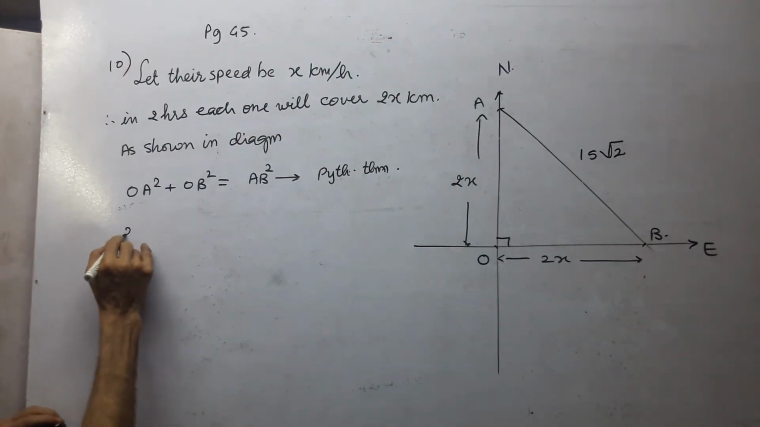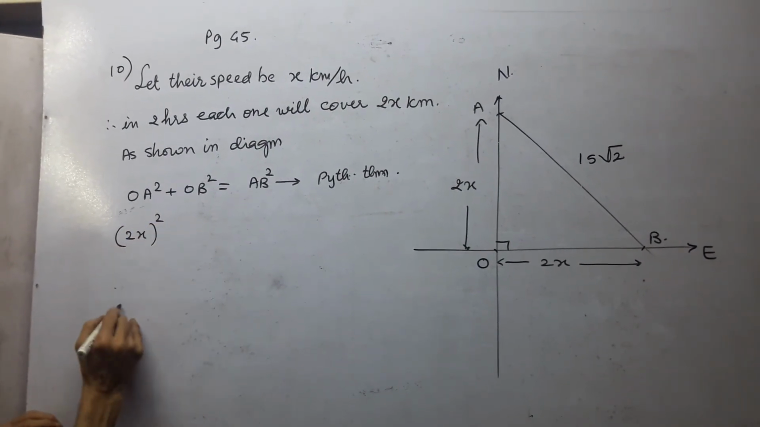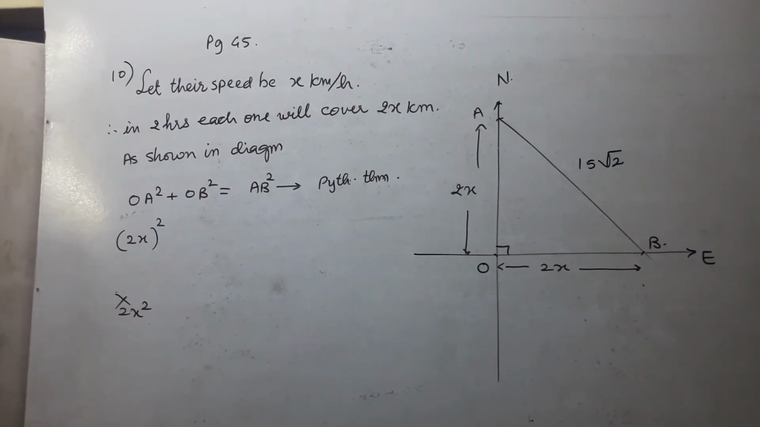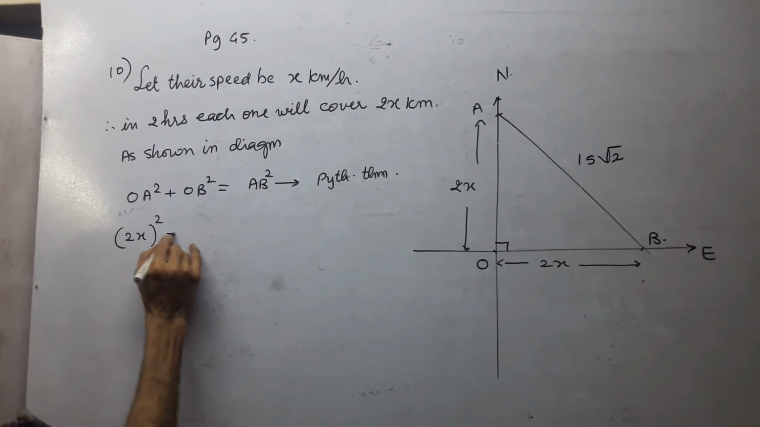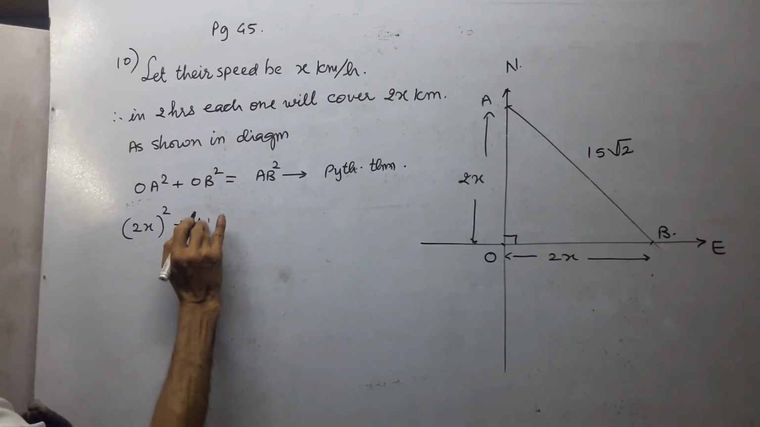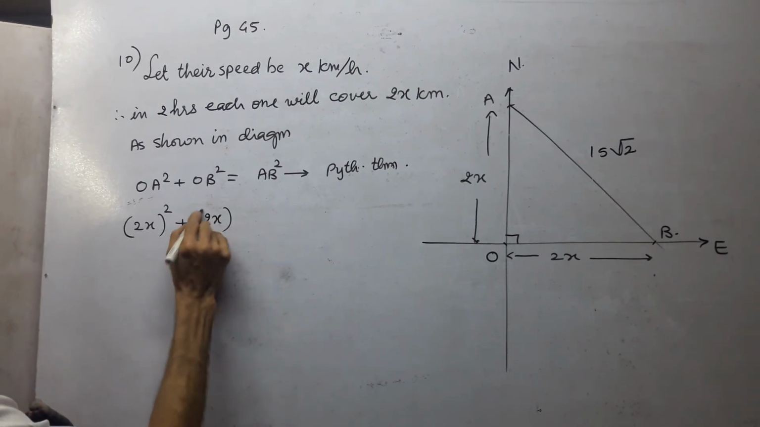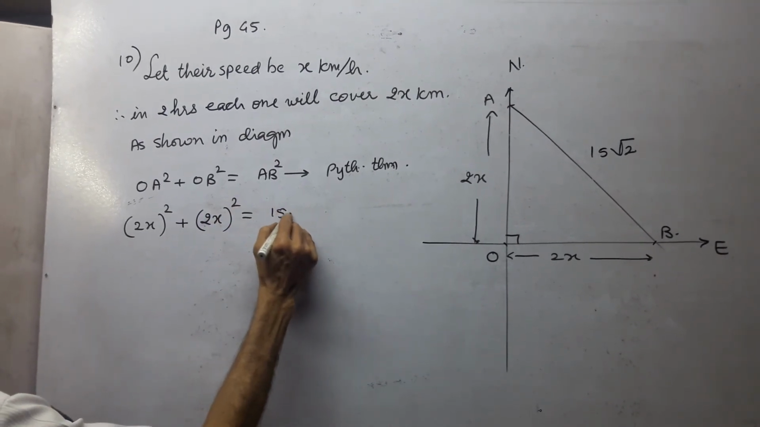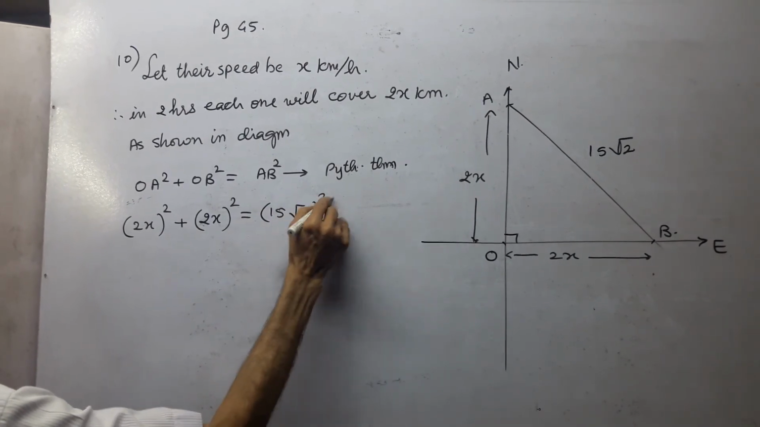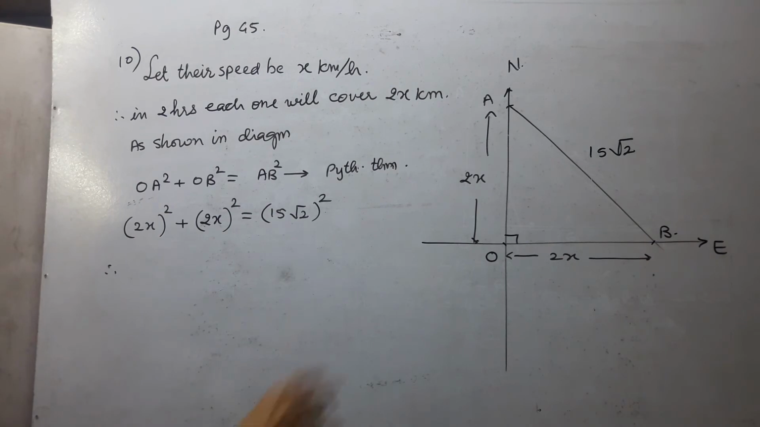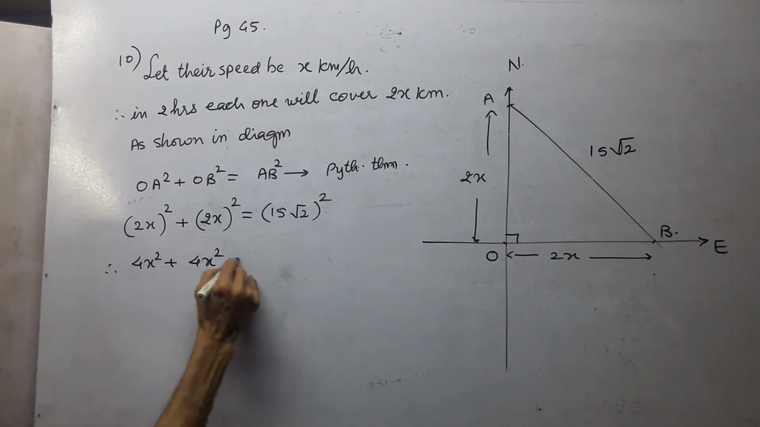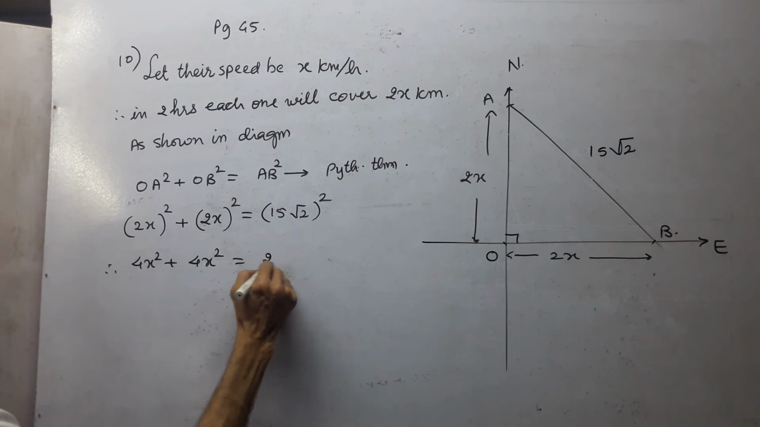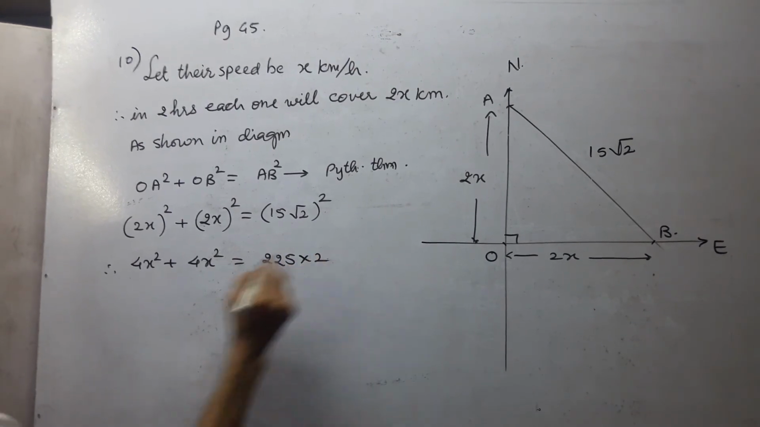Achha, OA is 2x, so 2x whole square. Write this way. Don't write 2x square, this is wrong. Write 2x in bracket, whole square, plus here also 2x in bracket, whole square, is equal to 15 root 2 whole square. So we will just substitute. First formula, then comes substitution. So 4x square plus 4x square is equal to 15 square, which is 225, and root 2 square is 2.